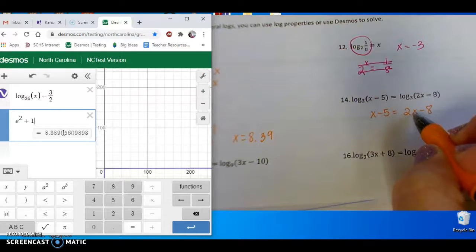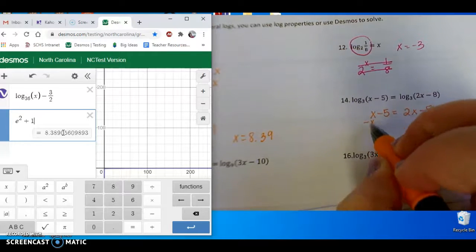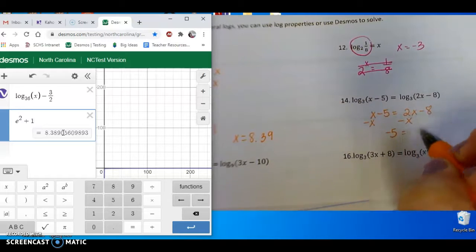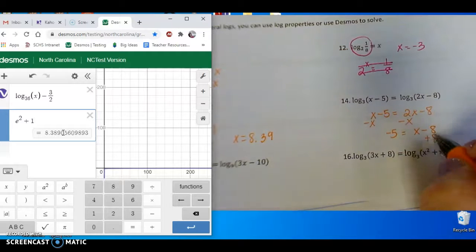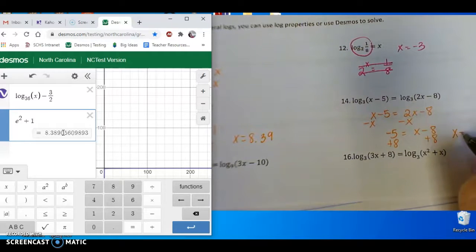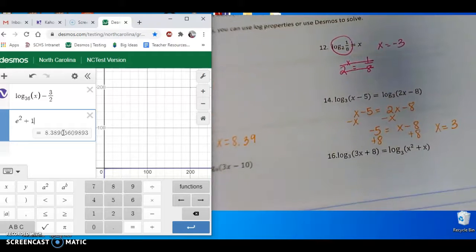So I want to get the x's together. Maybe I want to subtract x on both sides. It's still trying to get x, so maybe I want to add 8 on both sides. And so x is 3. Again, you can do that in Desmos if you prefer.